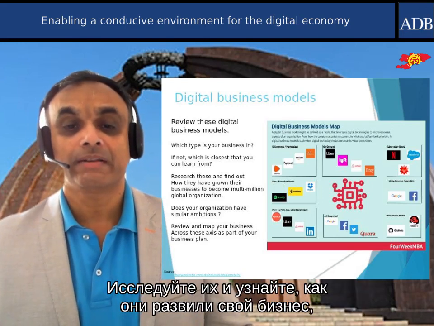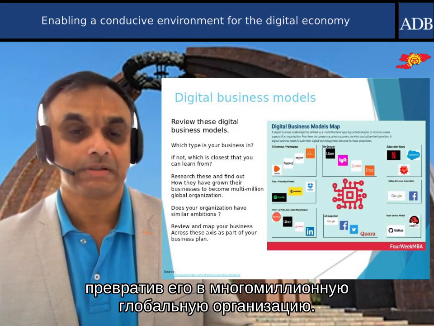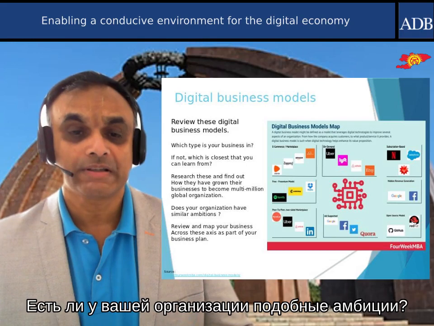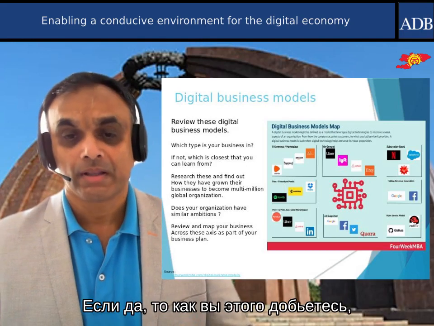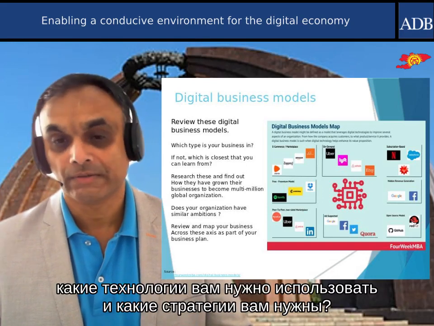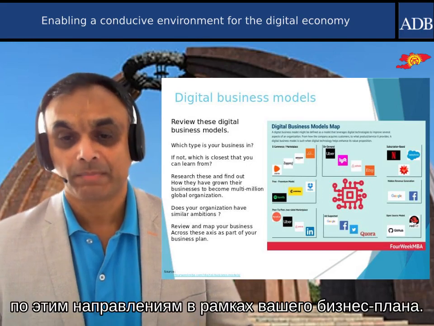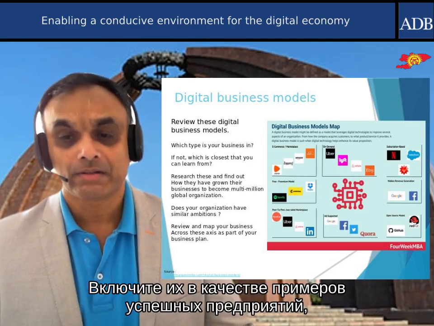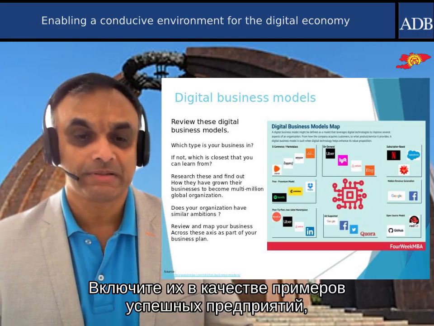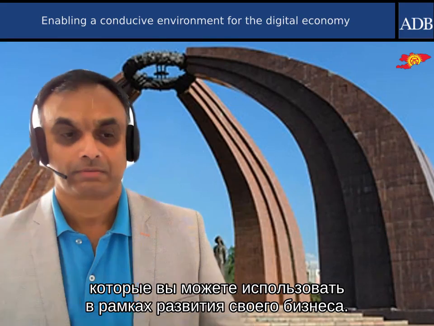Research these and find how they have grown their businesses to become multi-million global organizations. Does your organization have similar ambitions? If so, how will you get there? What technologies do you need to use and what strategies do you need? Review and map your business across these axes as part of your business plan. Include these as examples of successful businesses that you can use as part of your business development.